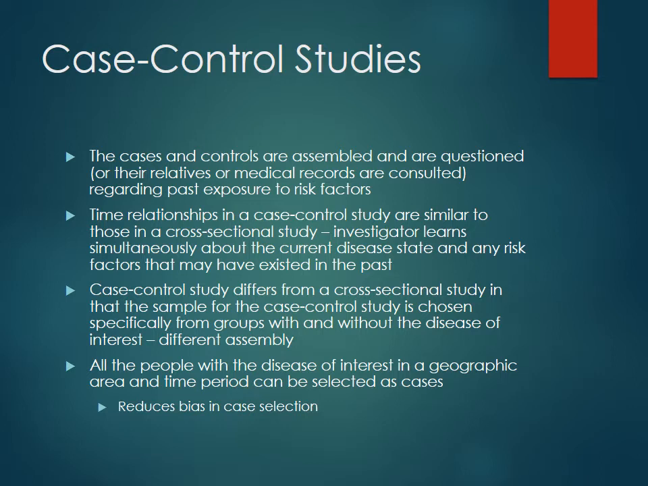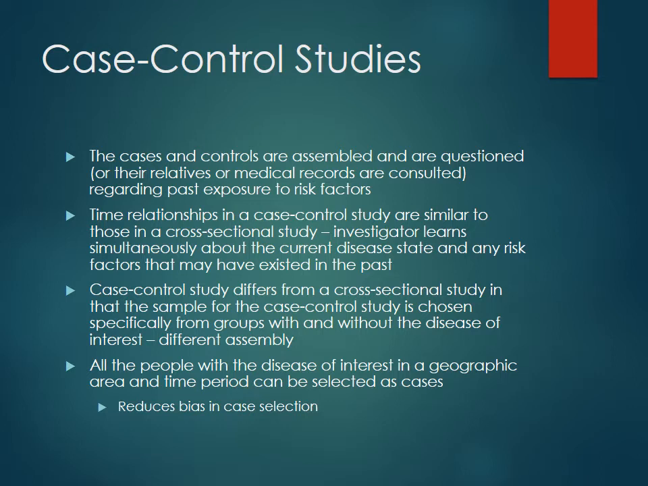Case control studies are going to differ from cross-sectional studies in that the sample for the case control is chosen specifically from groups with and without the disease of interest. So when you're just doing a cross-sectional study, you're just looking at everyone and saying what the prevalence is between the risk factor and the disease state. Whereas with case controls, we can look at who has the cases, who doesn't have the outcome, and then look at their risk factors.